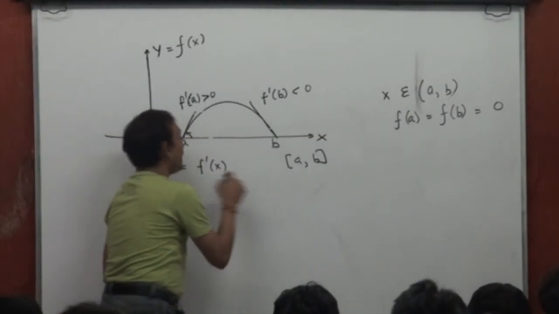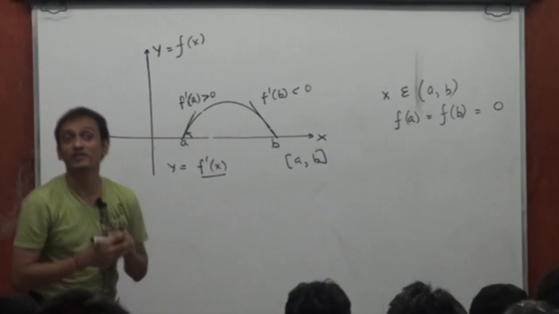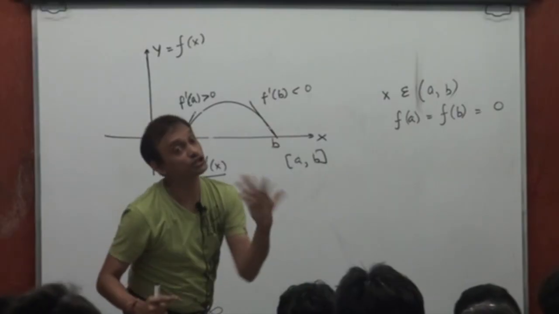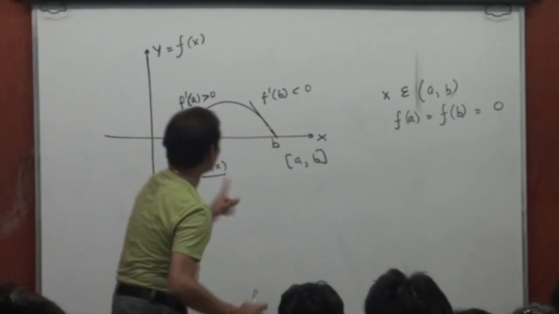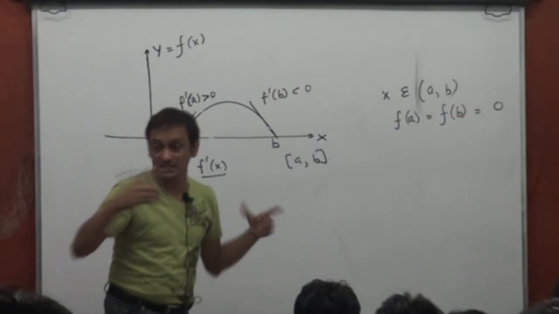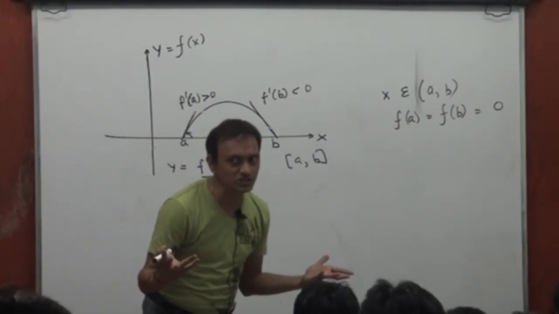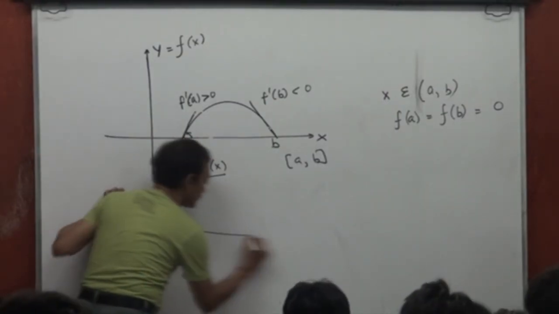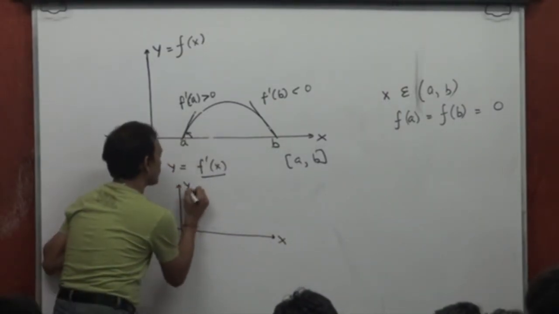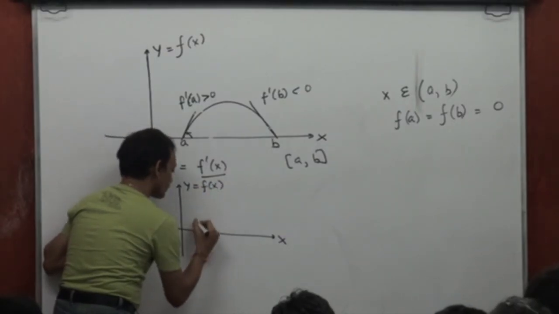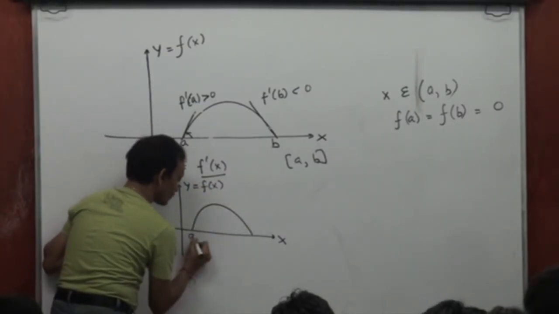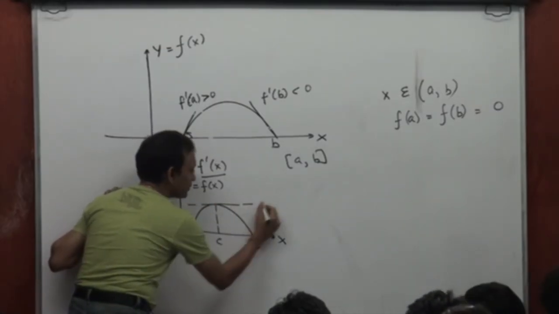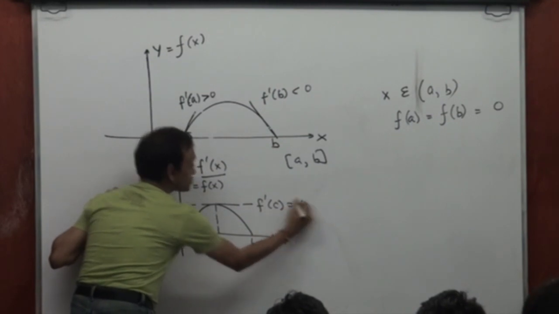and if f dash x is a continuous function and it changes sign in the interval a to b, it must vanish in that interval at least once. That means f dash x must become 0 at least once in the interval a to b. That's a property of continuous functions. Which means there must be a certain point x equal to c for which f dash c becomes 0.